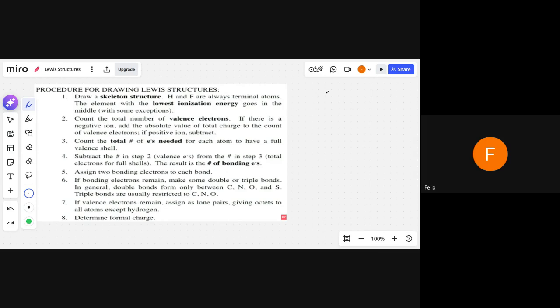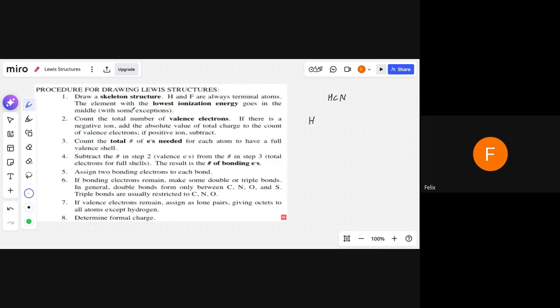So let's take a molecule, hydrogen cyanide, and the first rule says to draw a skeleton structure. Hydrogen and fluorine are always terminal atoms. So for the skeleton structure, you have to write it like this. Hydrogen can never be the central atom, so I'm writing it here. And then we have to choose which one will be the central atom. Will it be carbon or will it be nitrogen?